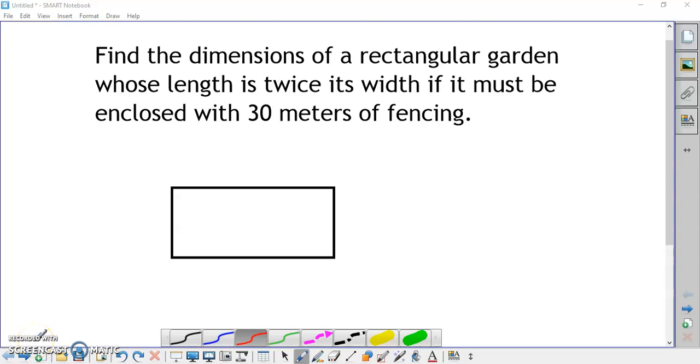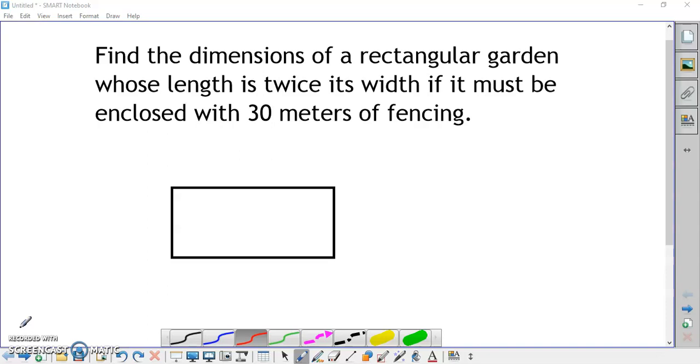Let's do one more problem. Find the dimensions of a rectangular garden whose length is twice its width if it must be enclosed with 30 meters of fencing. This means my garden will have dimensions where the length is twice the width, and there will be 30 meters of fencing around it.